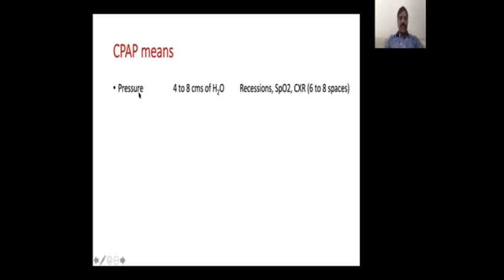Now, as I already told you, there are 4 components of Cpap. The first component is the pressure, and the pressure range we give for babies on Cpap varies from 4 to 8 centimeters of pressure. When you are dealing with very small babies, extremely low birth weight babies, people have used pressure as high as 10 to 12, but in most of our circumstances where we use Cpap for babies of 26 weeks or higher, we try to give Cpap of 4 to 8 centimeters.